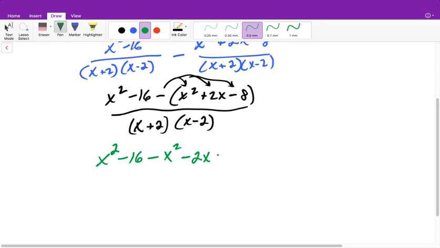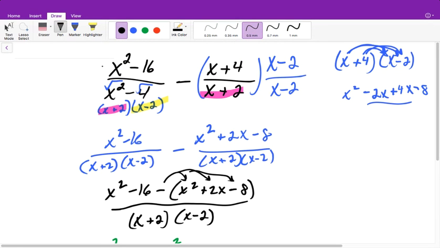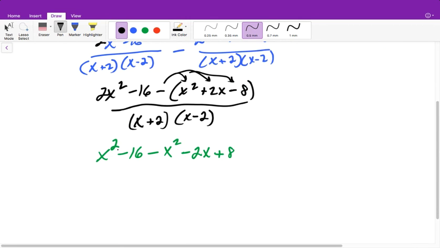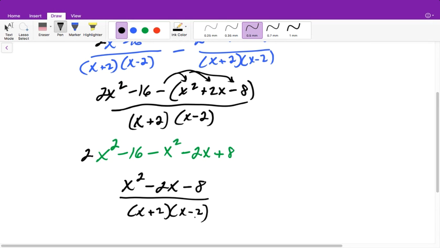minus 2x plus 8. I'm sorry, I just realized this should have been 2x squared this entire time. So when we do x squared minus x squared, this should have been 2x squared minus x squared, so we should have been left with x squared and then minus 2x, and negative 16 plus 8 is minus 8, all over top of x plus 2 times x minus 2.